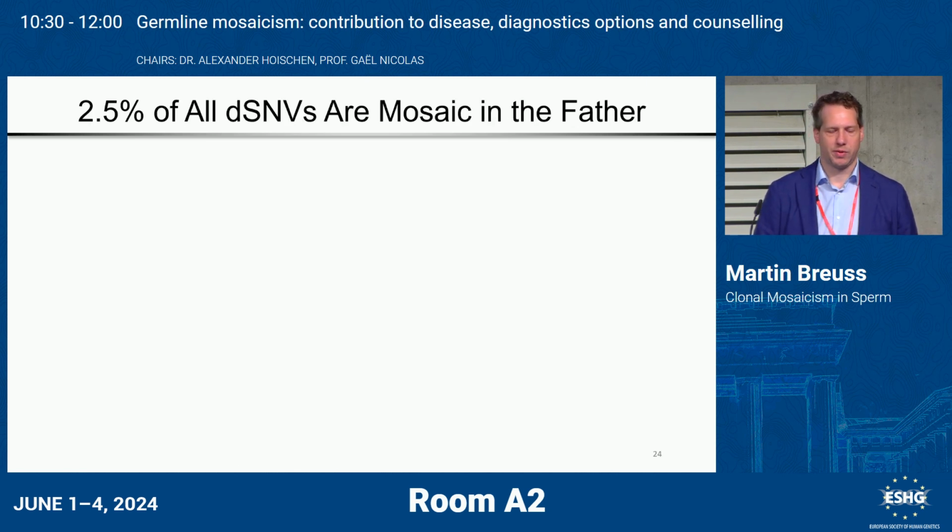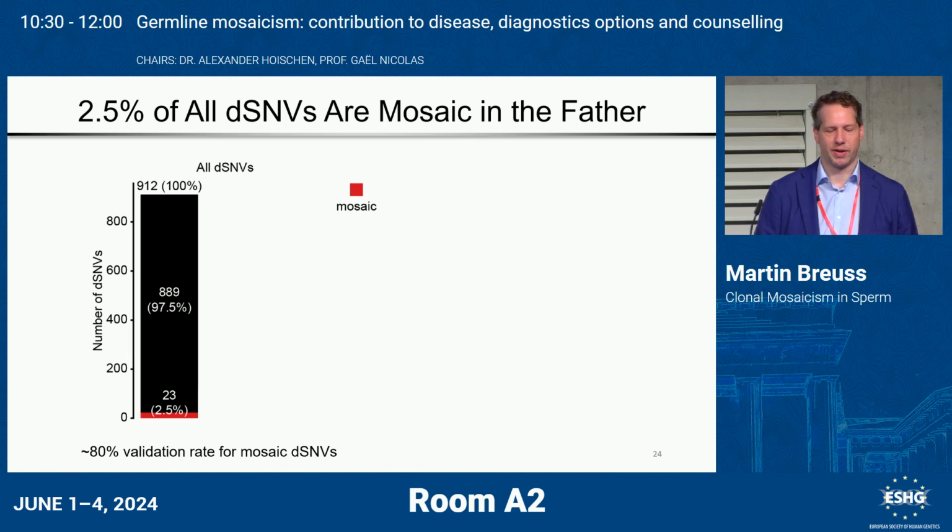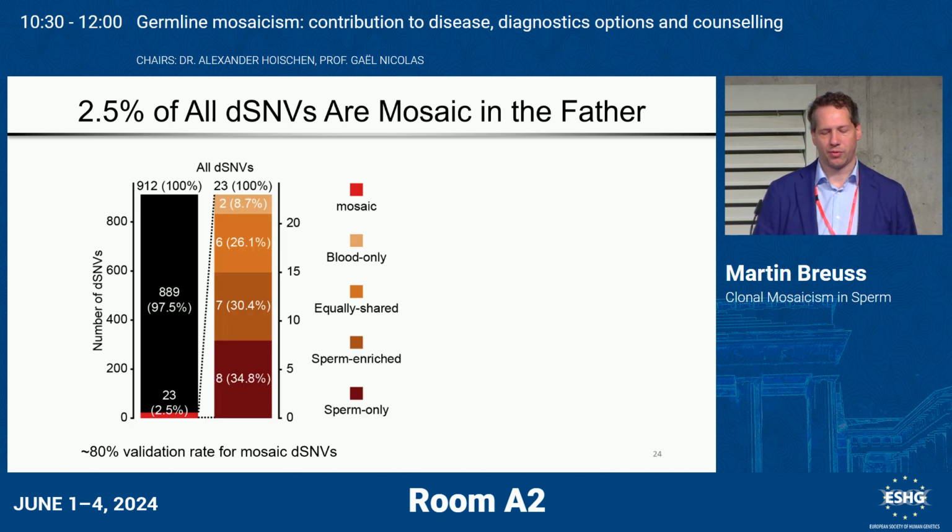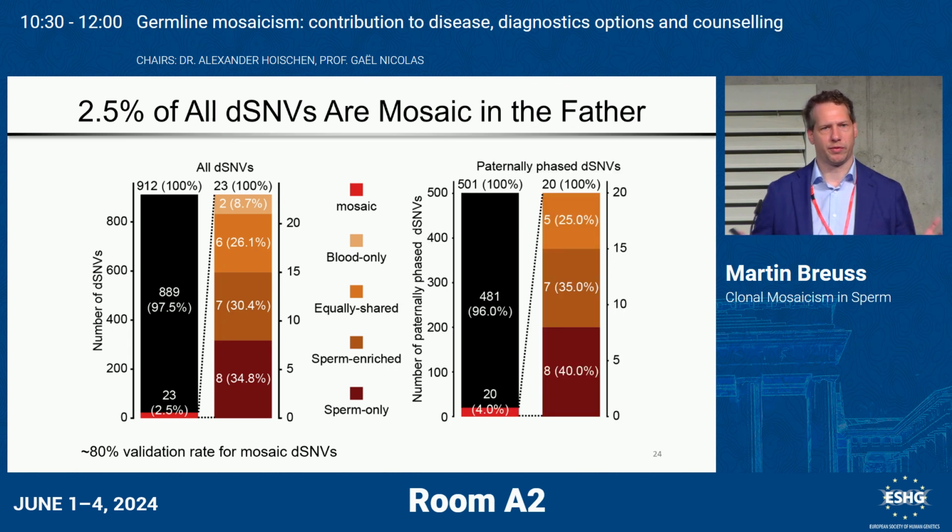In doing this, we found that across these 912 variants, 2.5% were mosaic in sperm. Breaking them down further, we found that the majority of them were only found in sperm or were enriched in sperm. This goes back to the ascertainment bias, because we look at mutations that were actually transmitted to the next generation. So it's likely that we find them at higher levels in the sperm than the blood, or exclusively in sperm.